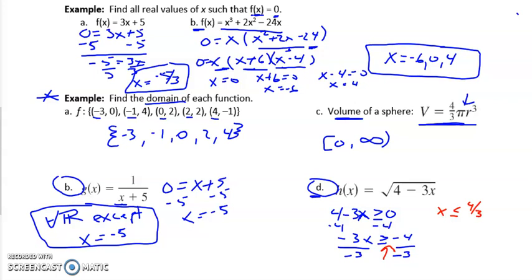So x is less than or equal to 4/3, which means it goes to the left of 4/3 all the way to negative infinity. So it'd be negative infinity to 4/3. And 4/3 is included in the set because that makes it equal to 0, and equal is okay. You just can't have negatives under the radical. Okay, so those questions, B and D, would be really good test questions. And that's it for section 1.4.